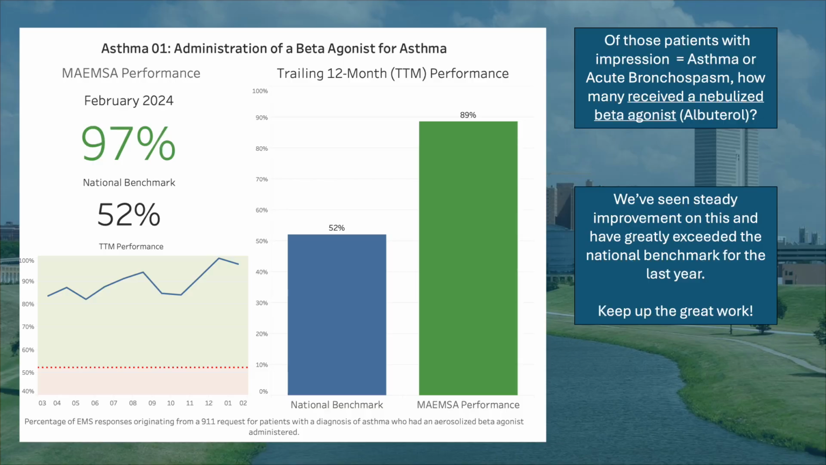Asthma 01 is you had a patient with an impression of asthma or bronchospasm. Did you give them a beta agonist? Nationally, we suck at this. Here in the Fort Worth area, we rock at that. Definitely not a good time to use the term smoking. No, not. So 97% in February, we've been averaging 89. We ought to keep it above 90, but overall, I think we're doing good work here.